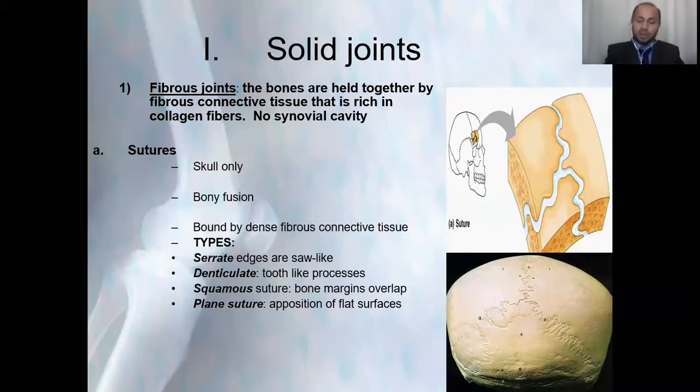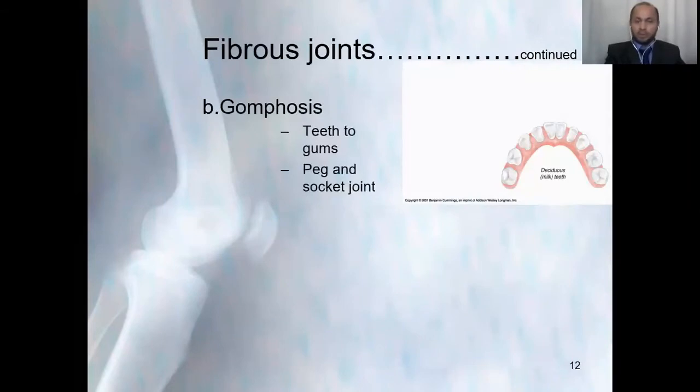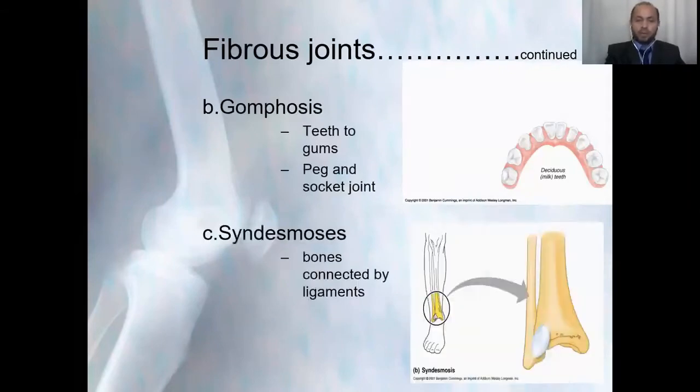So these are the subtypes of the suture, and the suture is a type of the fibrous joint. Then gomphosis, also called the peg and socket joint. Syndesmosis is present between the long bones of the body, where the bones join with each other with a ligament or the interosseous membrane. This is the tibiofibular joint, which is a subtype of the fibrous joint.